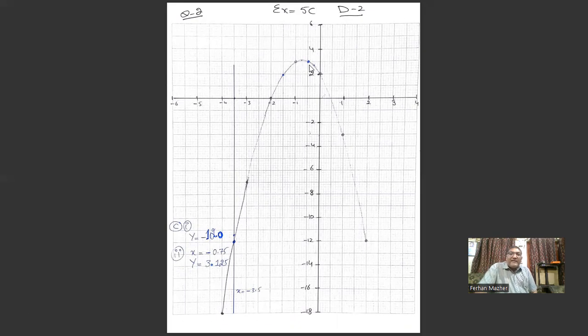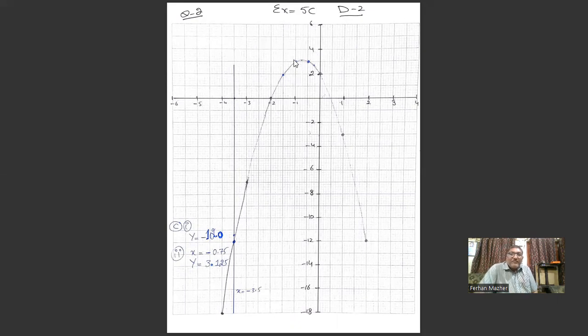Still, these 2 points are at the same level. At -1, you have 3. At -0.5, you have 3. So at both values, the point has the same y value, so they are on the same level. So I will take a value between them, at -0.75. So it will be 3 point something. So I will put a dot here.